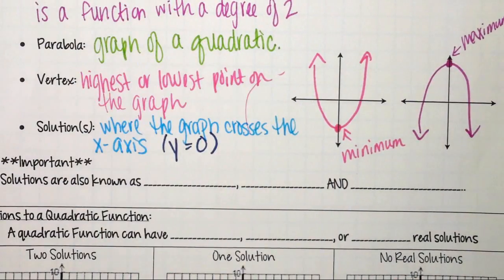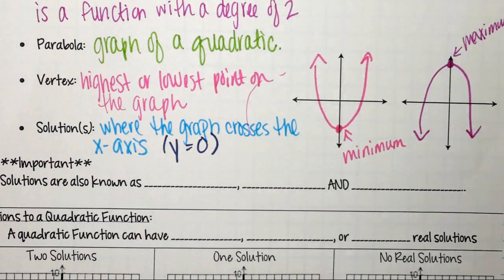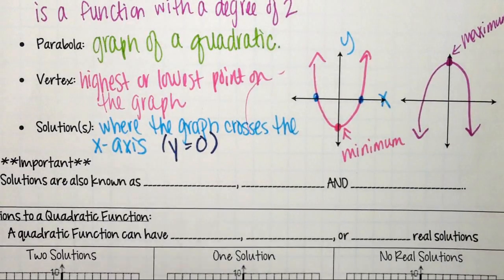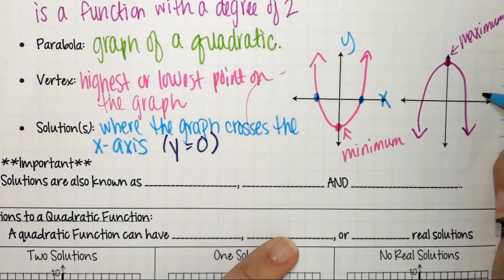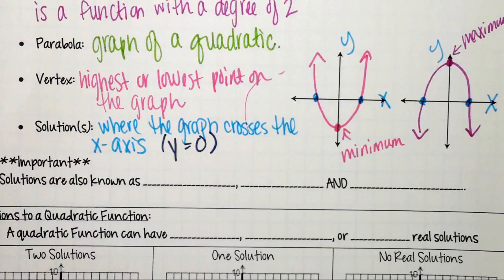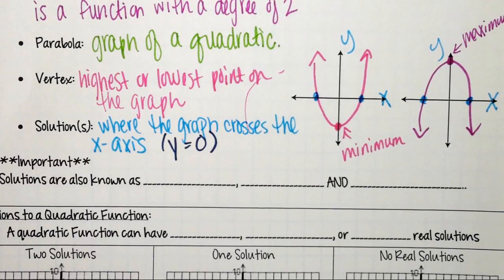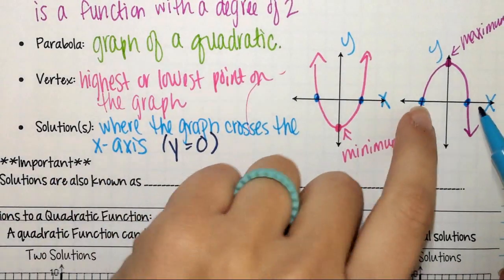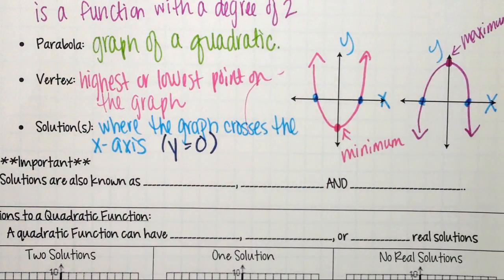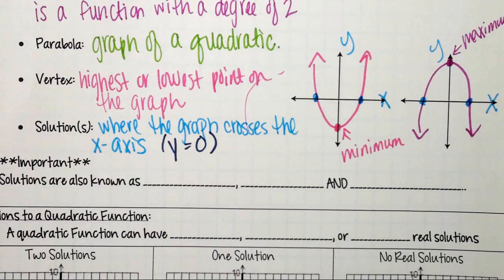So the pink one, the one on the left, how many times does it cross the x-axis? 2. So we have 2 solutions. This is x, this is y. The dark pink one, how many times does that cross the x-axis? 2. So it has 2 solutions. Do you see how it crosses the x-axis? That's your solution. And it crosses twice. That would be the y-intercept. The y only crosses once.